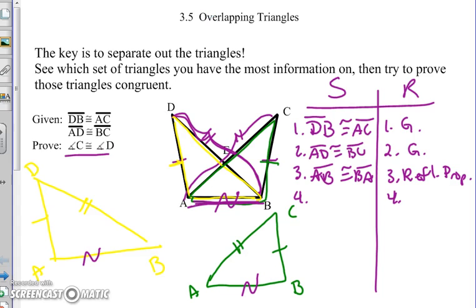Then I can say these 2 triangles are congruent. Make sure you say them in the correct order. If I call the first one ADB, it should be a D.